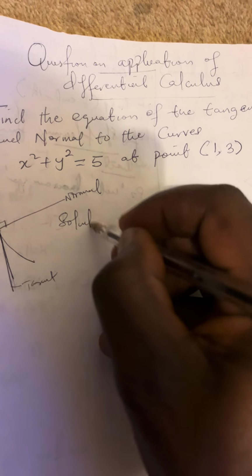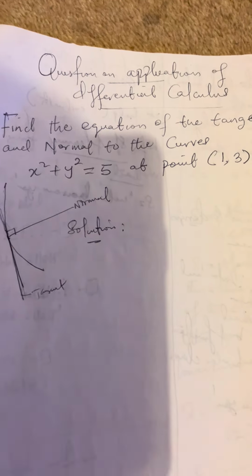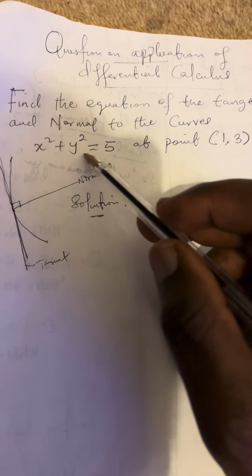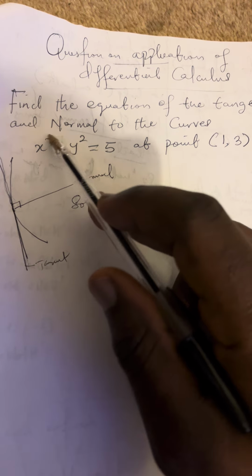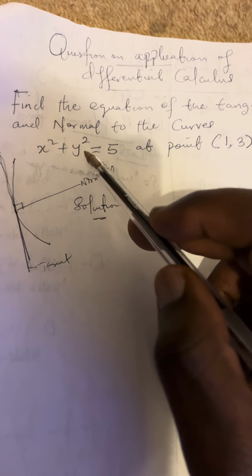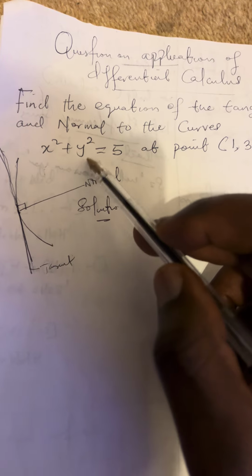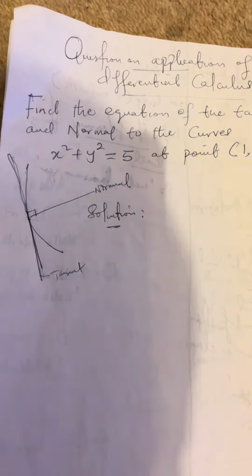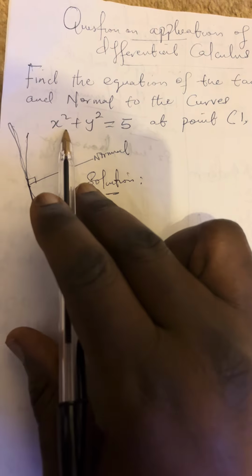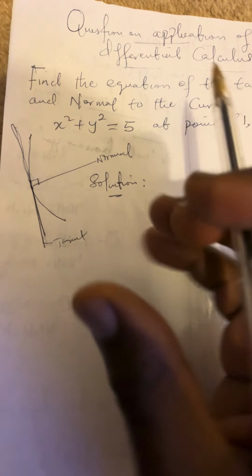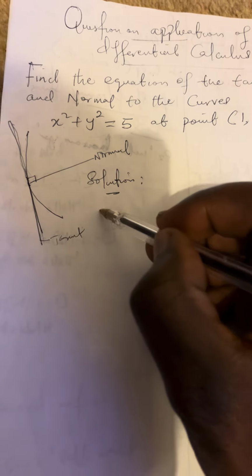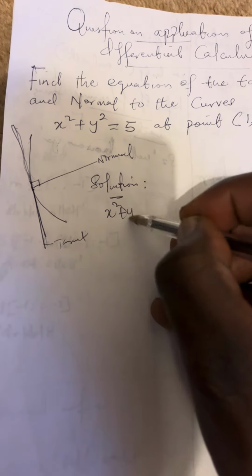Solution. First of all, we are given the equation of the curve. The first thing you are going to do is differentiate x squared plus y squared equals 5. In mathematics, this is actually an implicit function, because it involves both x squared and y squared, mixing them together. I will teach you the way that is simple for you to solve it.